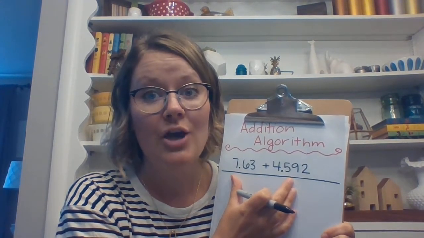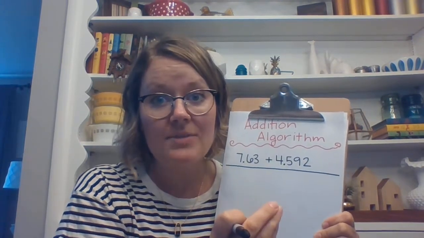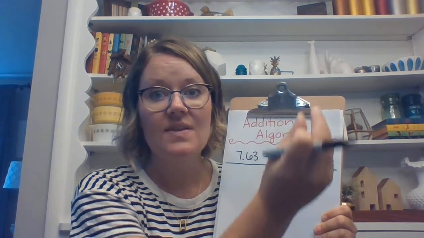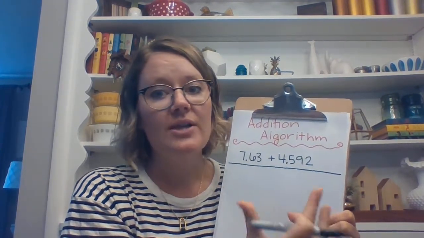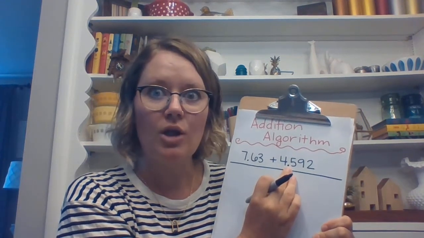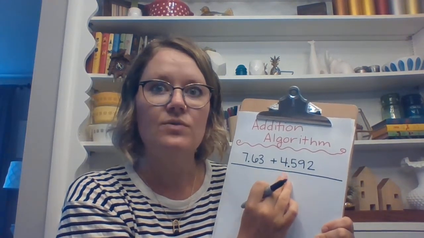When you line up your numbers for the standard algorithm, it's really important that you line them up by place. So all the ones are lined up together, all the tenths are lined up together, hundredths and thousandths. The easiest way to do this is to line up where the decimal point is, because the decimal point is your clue to where those other place values are.